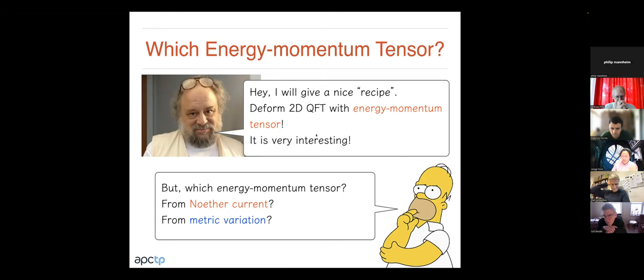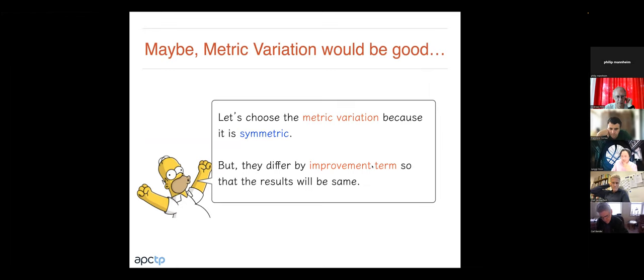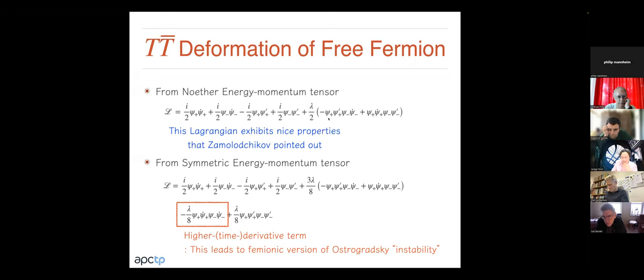But when we say energy momentum tensor, usually there are two energy momentum tensors. One is the Noether current, and the other is the metric variation. Usually we say they are the same, because they only differ by an improvement term. So we often say that physics does not change whether you choose the energy momentum tensor from the metric variation or the Noether current. But the problem is that the result seemingly is different. So here I deformed this 2D free fermion, and here I deformed the Lagrangian with the Noether current. This is a nice result, and this Lagrangian exhibits the very nice properties that Zamolodchikov pointed out, like the energy spectrum being very nicely determined, etc.